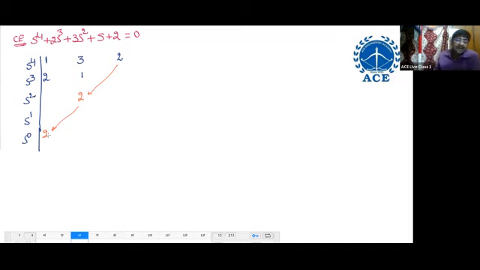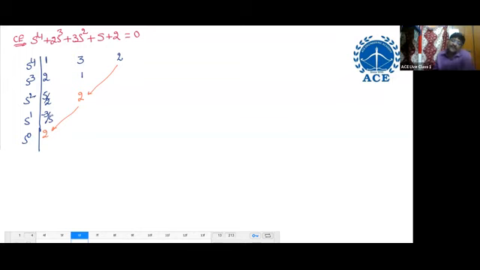Next, S square coefficient. So what will I get here? 2 into 3, 6. 6 minus 1, 5. So 5 by 2. Next, 5 by 2 into 1, 2.5. 2.5 minus 4, so minus 1.5, which means minus 3 by 2. Divided by 5 by 2, this means minus 3 by 5.